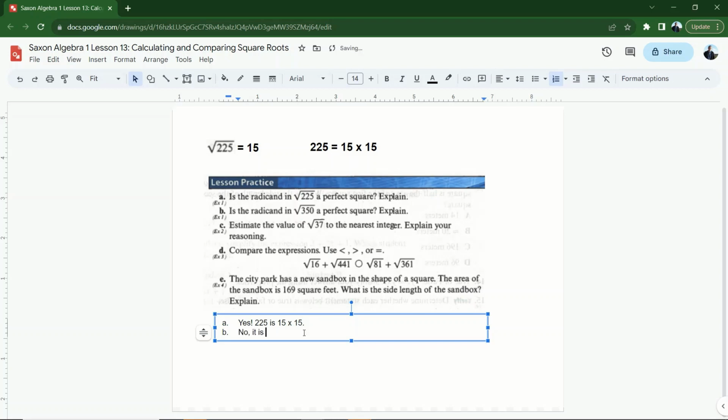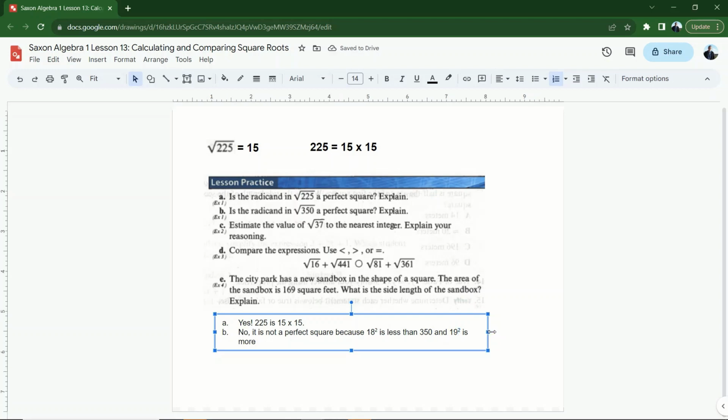So no, it is not a perfect square, because 18 squared, and let me just make that a square sign, is less than 350, and 19 squared is more. If it was a perfect square, it would have to be either 18 or 19. It can't be something between those two numbers, because a perfect square can't lie between the squares of two whole numbers. So it's not a perfect square.